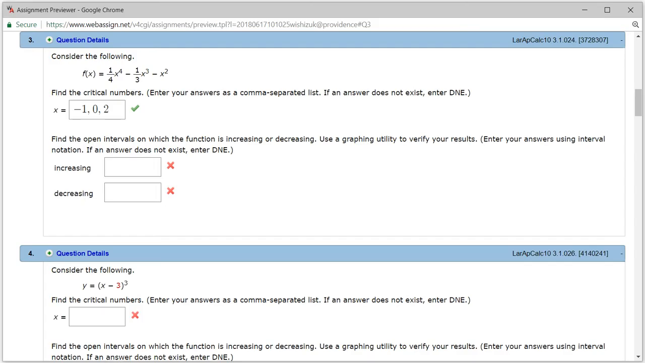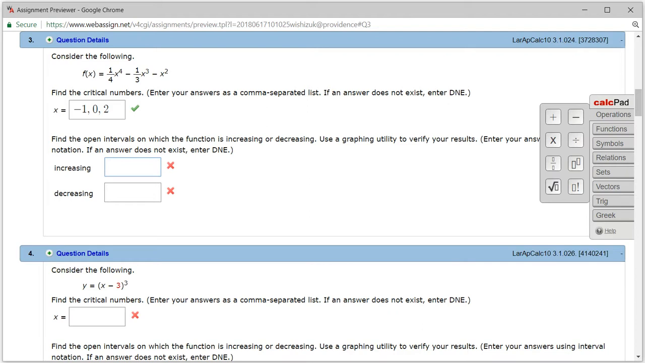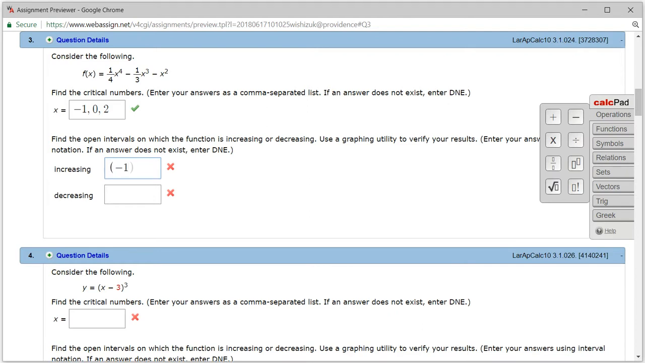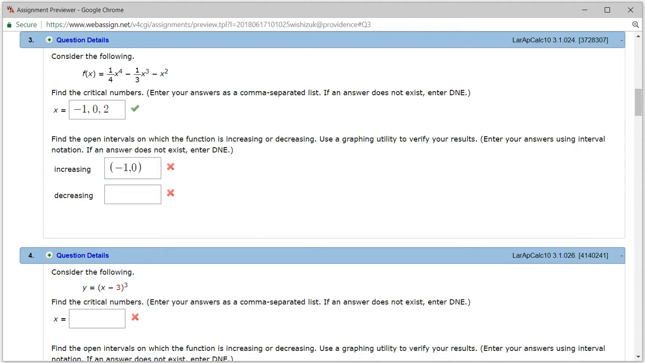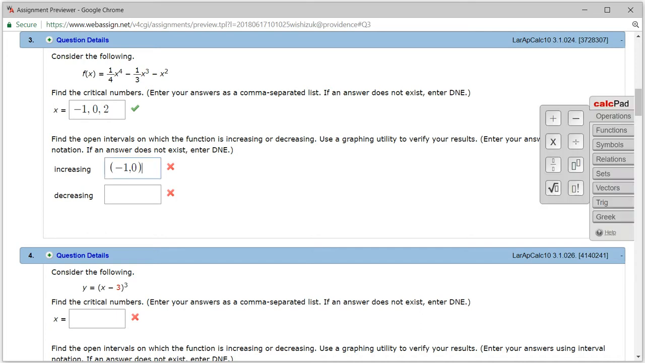So let's put that in. You have negative 1 to 0. And enter the answer using interval notation. So here. And then, where's union? Maybe set. So union, and we have 2 to infinity.